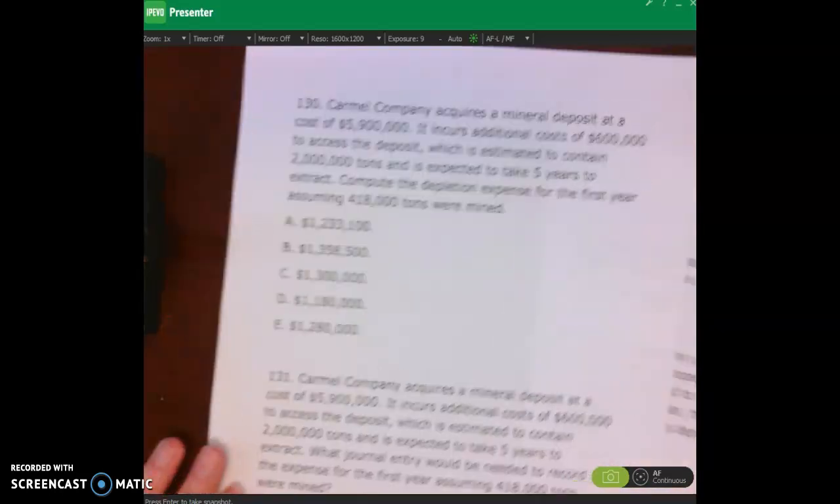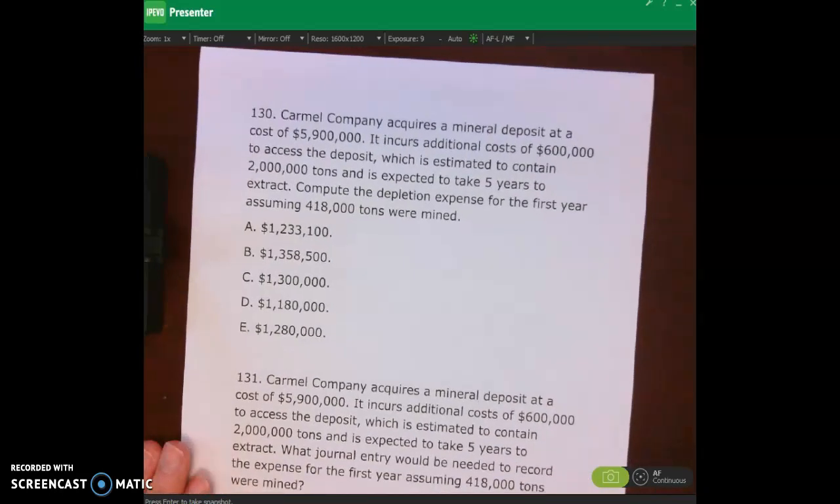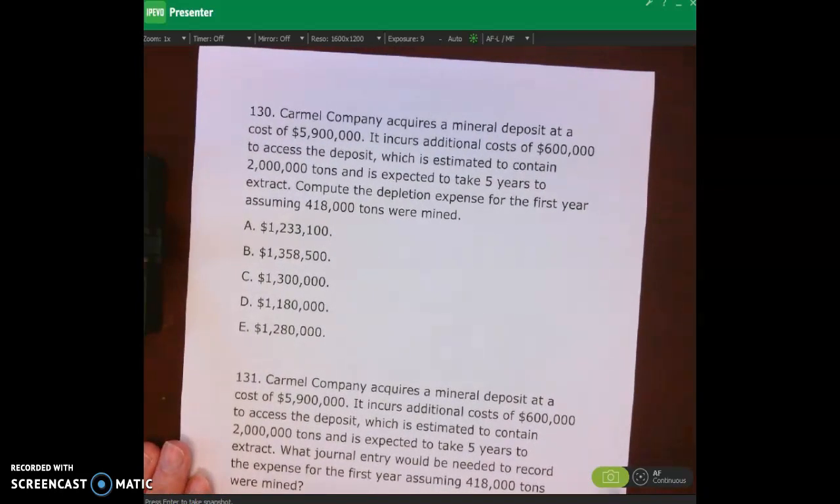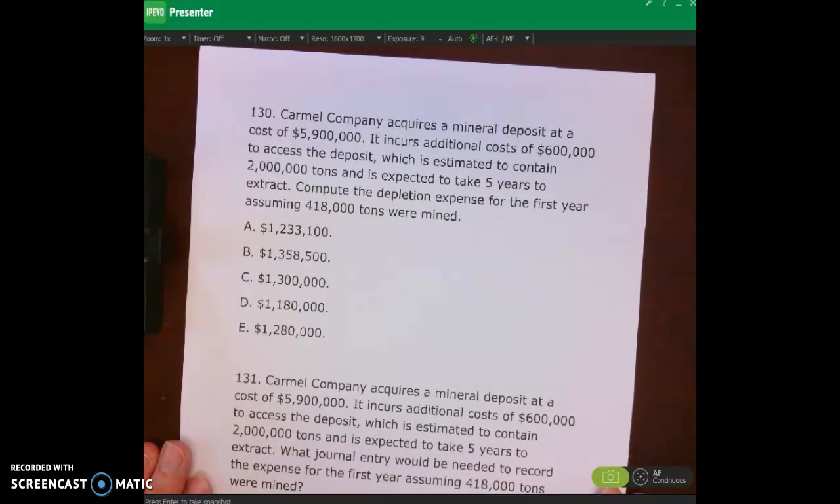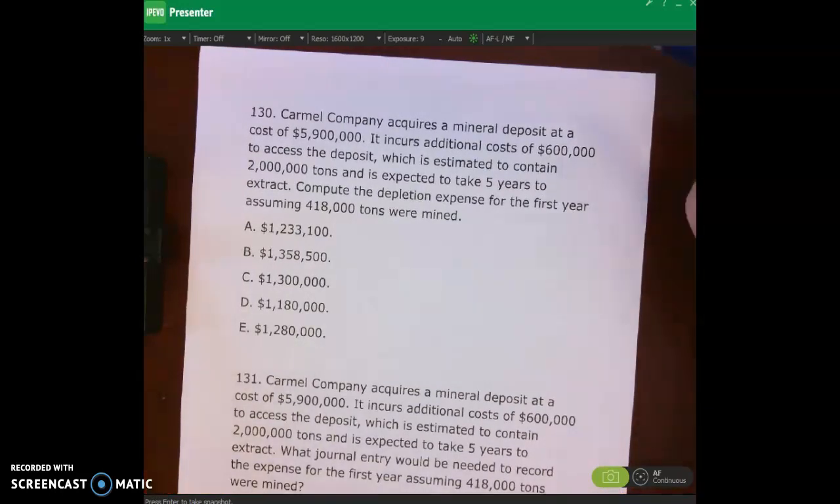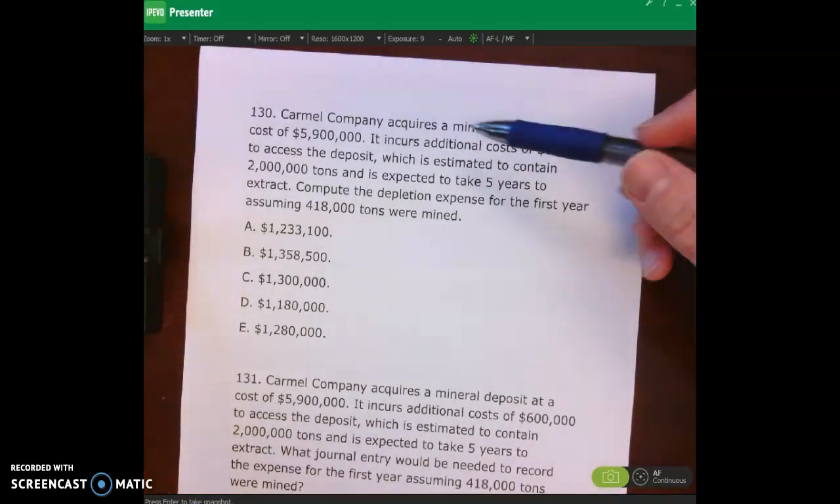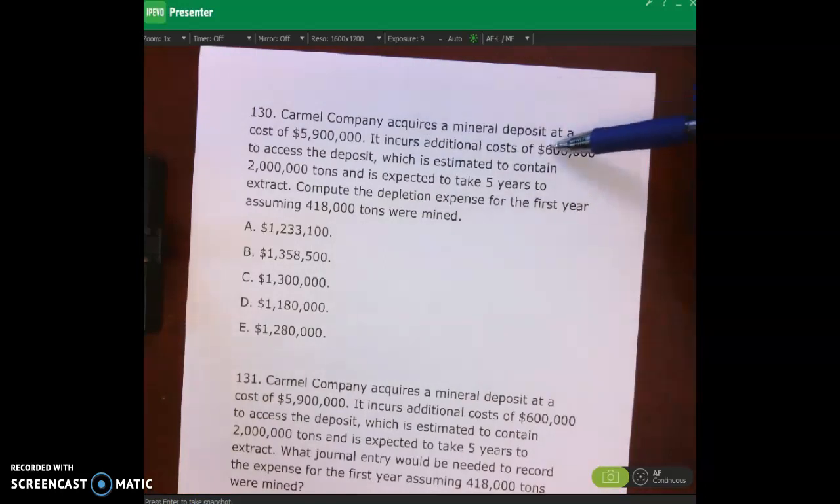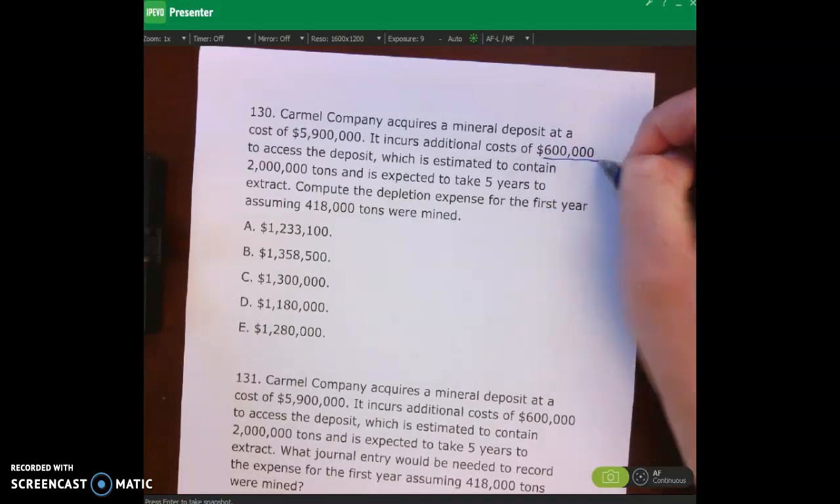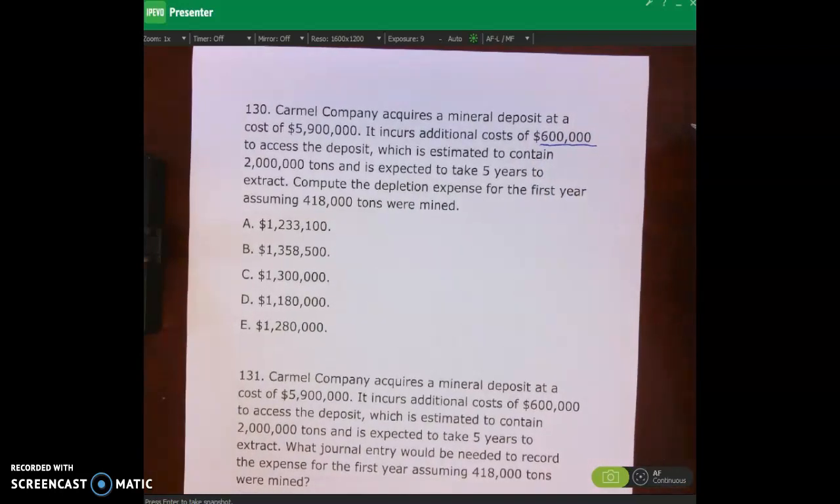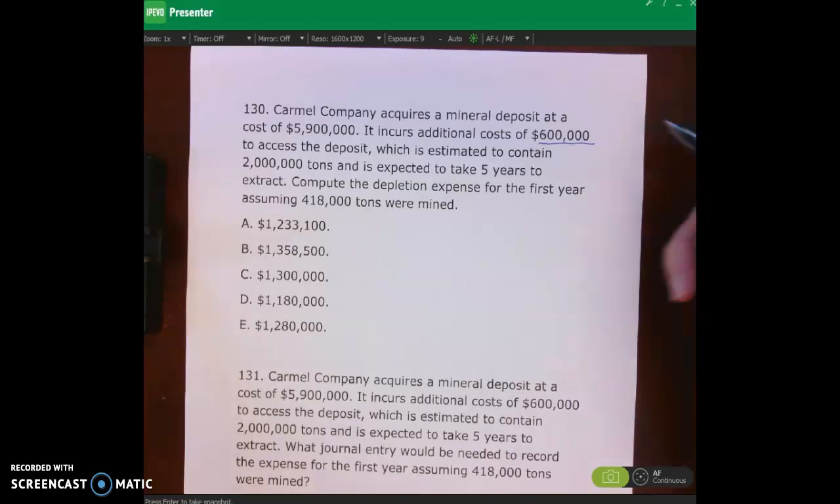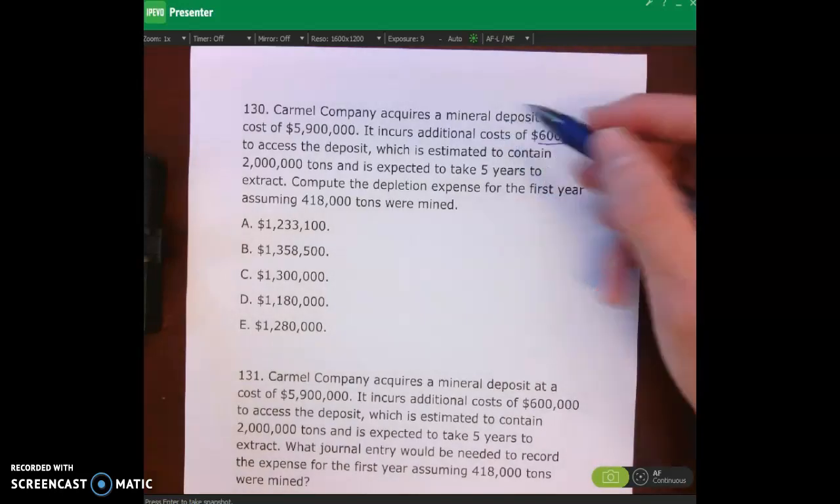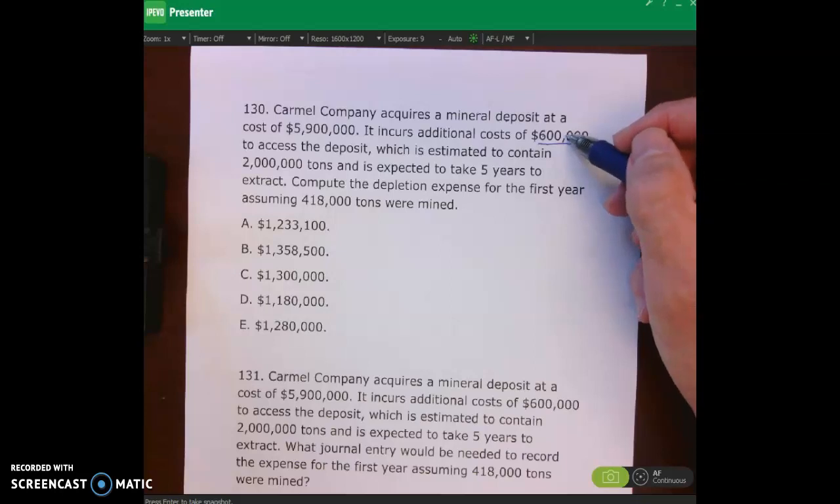And so what I want you to do is do numbers 130 and 131. And if we look at, let's look at 130. So the company acquires a mineral deposit of 5.9 million. It incurs additional costs of $600,000 to access the deposit. So you want to think about whether this would be included in the cost basis for the mineral deposit. Whether or not this would be included in the depletion expense.